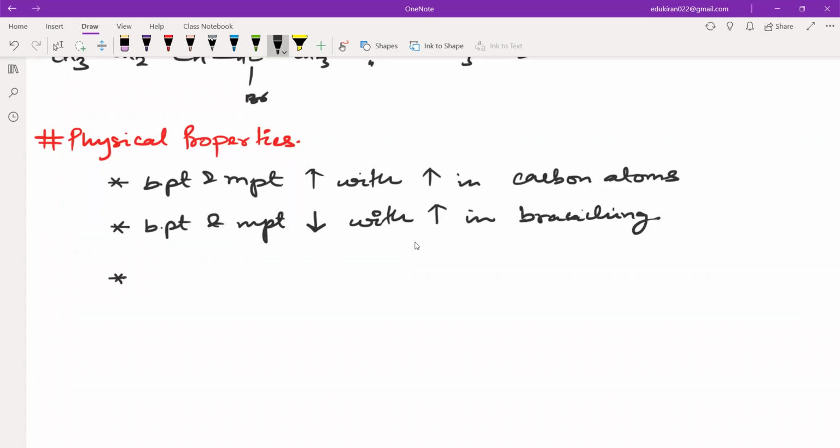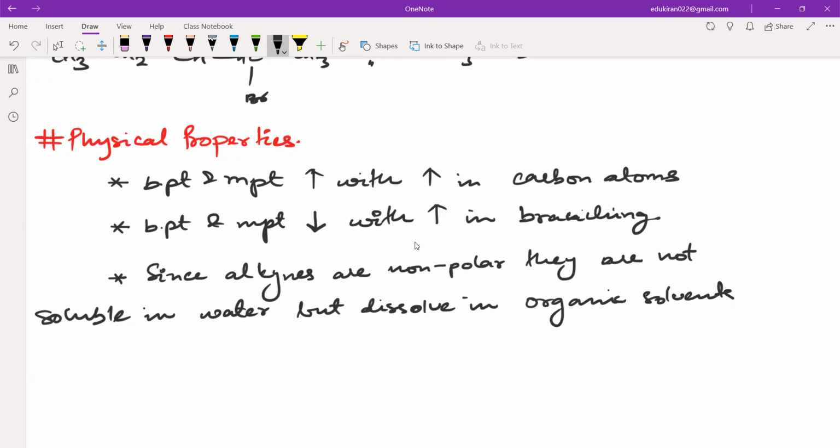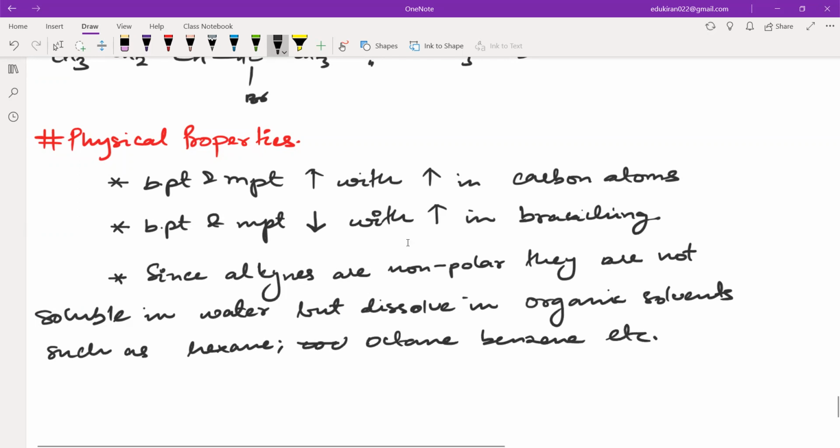Also, alkynes are non-polar. They are not soluble in water but dissolve in organic solvents. Organic solvents are non-polar solvents such as hexane, octane, benzene, etc. Okay, so these are the physical properties.